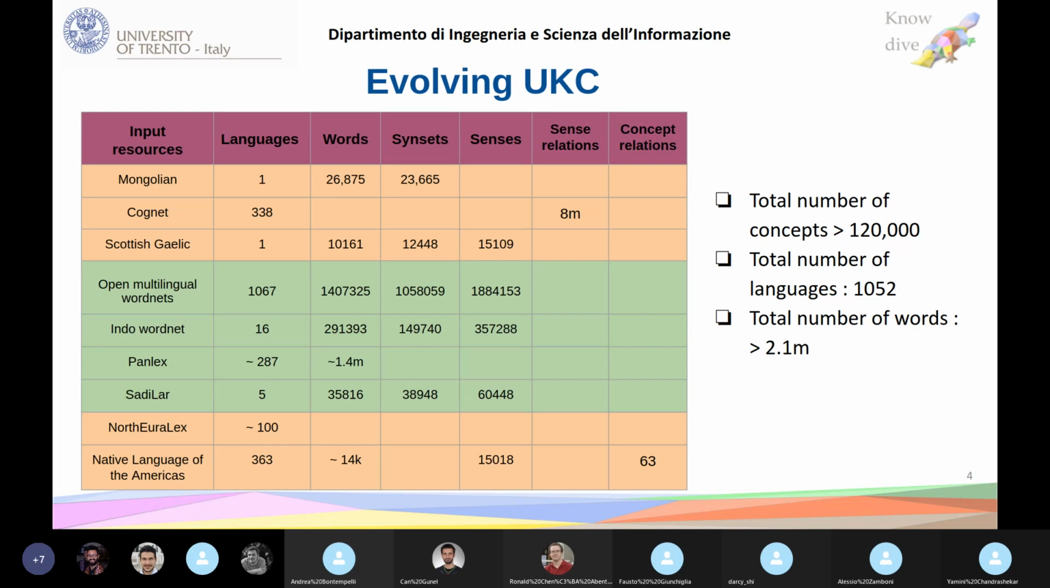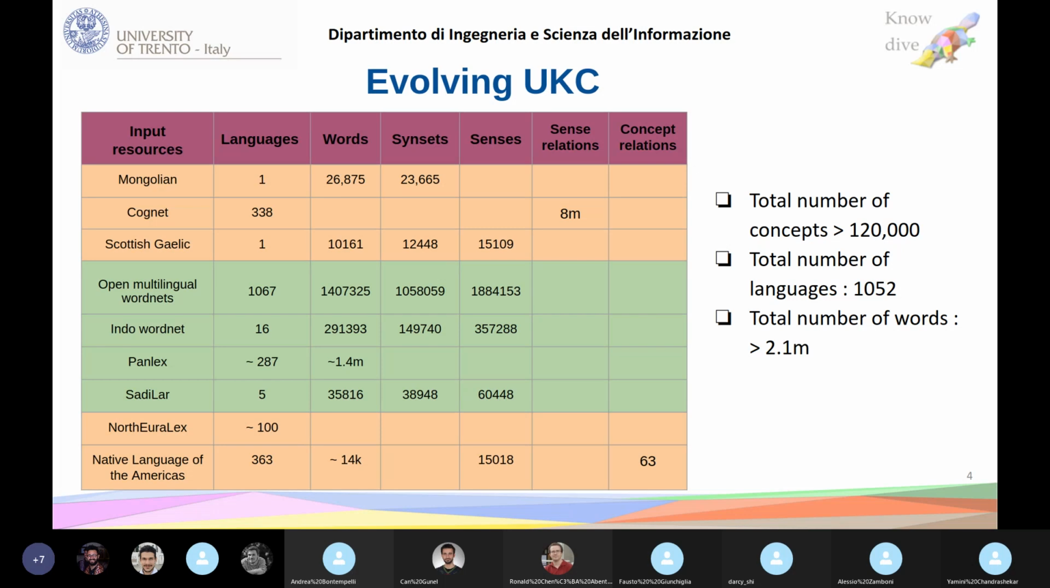And moving on, here we have the green colored boxes, which represent the resources that were freely available on the internet. The first one is the Open Multilingual WordNets, which provide us a wide base of diverse languages that we have in the UKC. And then the next one is the IndoWordNet.